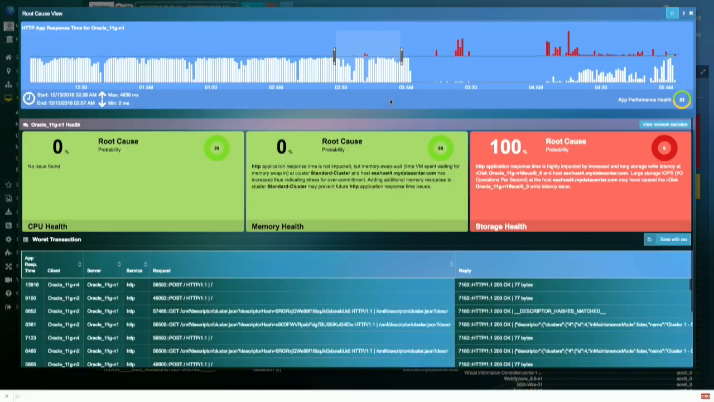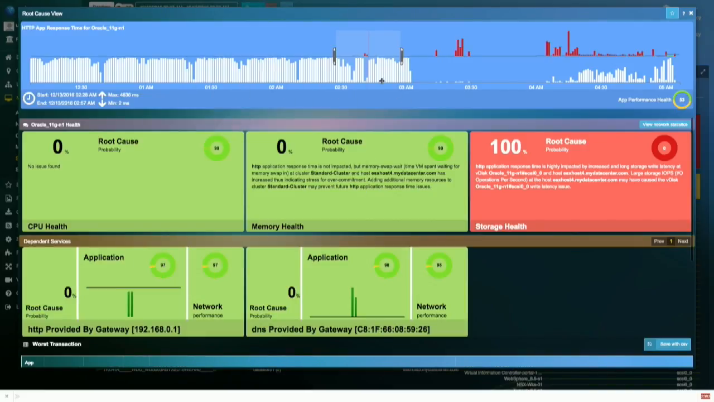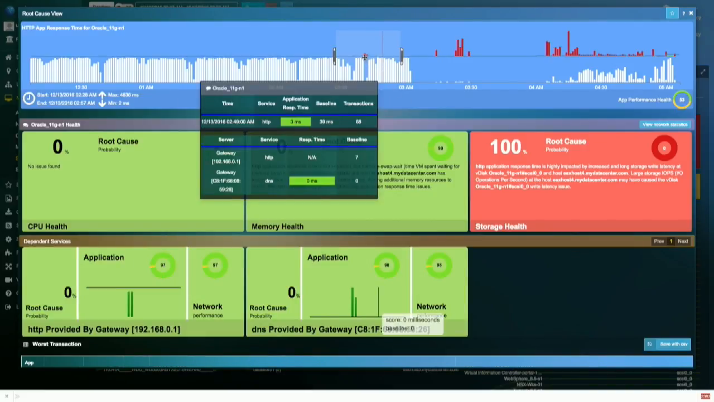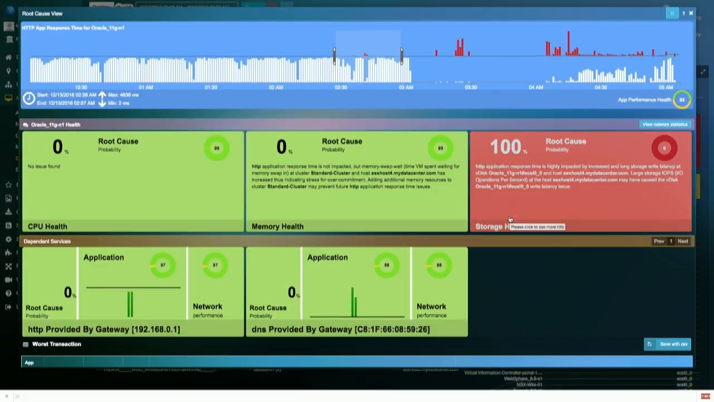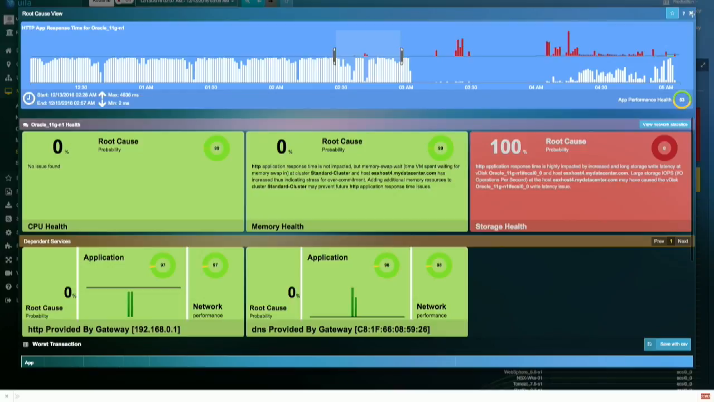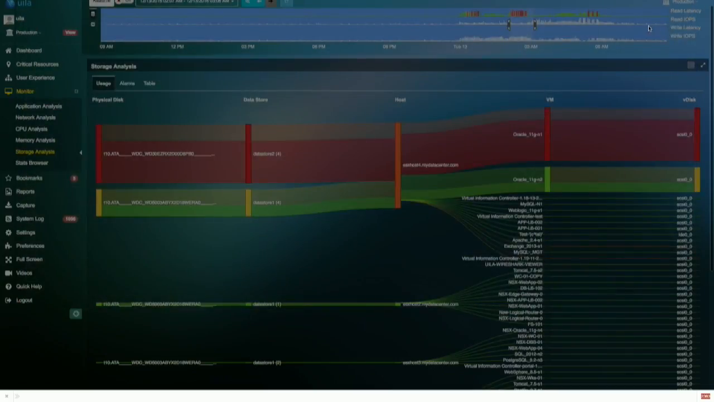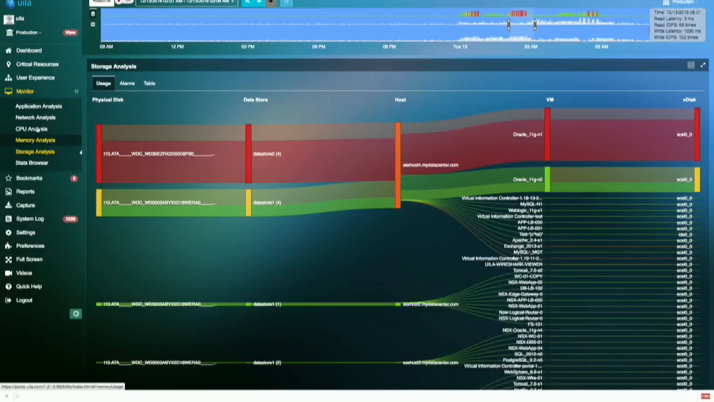This time, we find out the strong correlation between the application degradation and the storage latency issue. Okay. The next one, I'm going to talk about the CPU analysis.